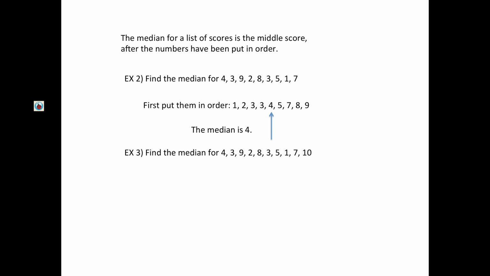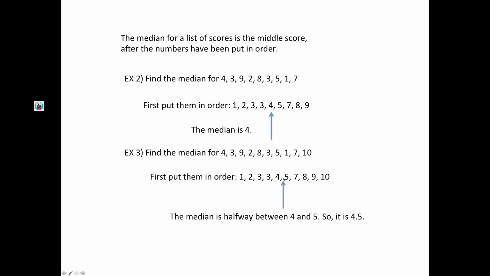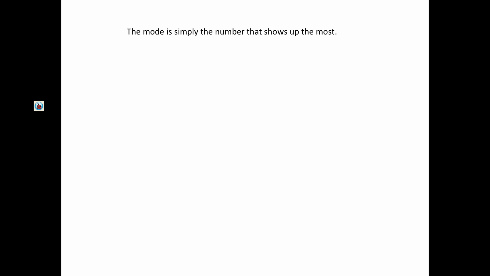Now, what if I added one more number at the end? So what if you've got an even number of numbers? Then what happens? Well, first you have to put them in order, just like before. But then the middle is going to be right here, because here we've got 1, 2, 3, 4, 5 numbers. On this side we've got 1, 2, 3, 4, 5 numbers. So the middle is between 4 and 5. So then you have to average these 2 numbers. That is going to be a 4.5. So that's median.